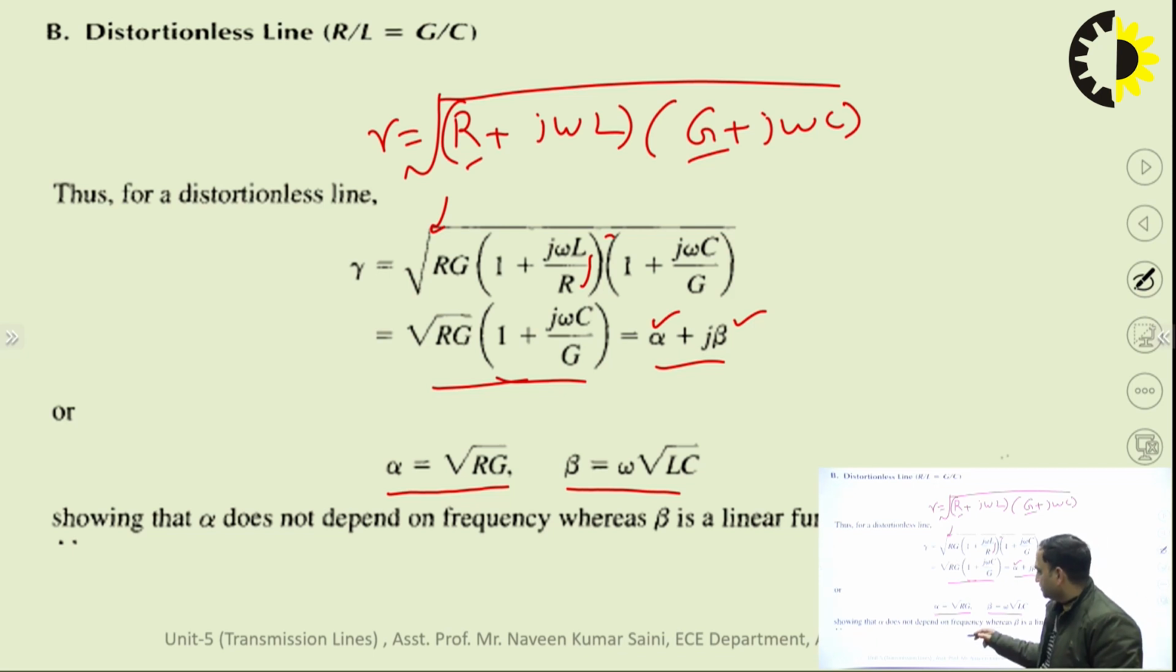So, here we see that alpha does not depend on the frequency, alpha is independent of frequency, whereas beta is a linear function of the frequency omega. Alpha has no frequency component, and beta is equal to omega root LC. So, beta is linearly dependent on the frequency.